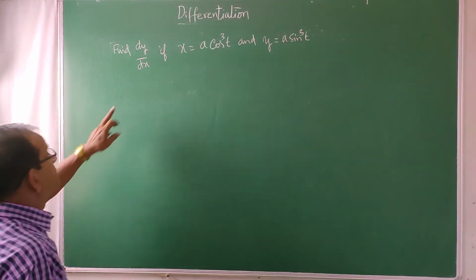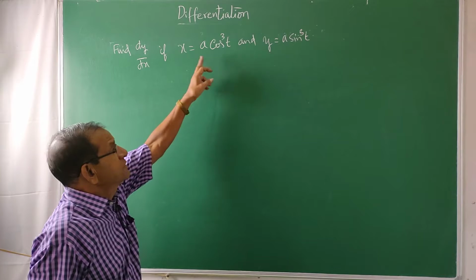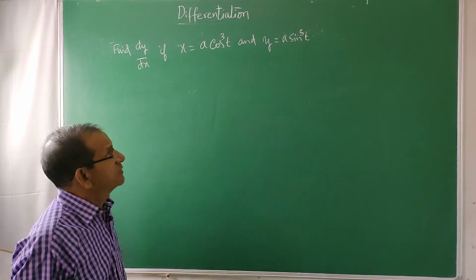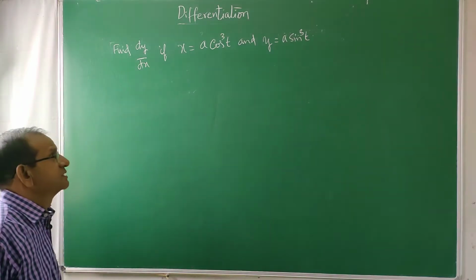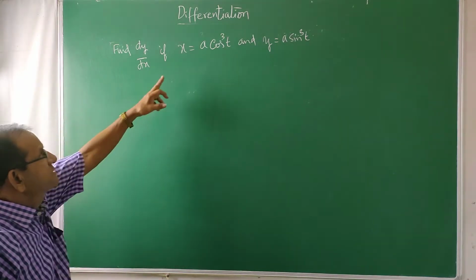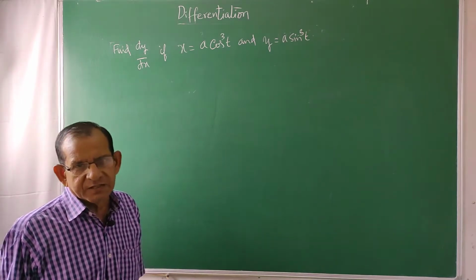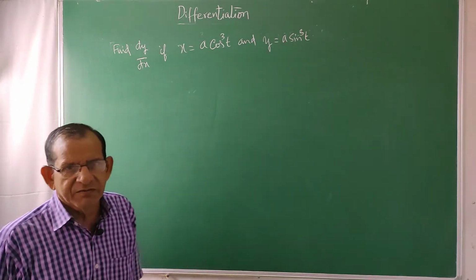Now here x and y are expressed in terms of another variable t. X is a cos cube t and y is equal to a sin cube t. What is dy by dx? That means you have to find out dx by dt and dy by dt. You have to differentiate both x and y with respect to t. Then you can find out dy by dx.